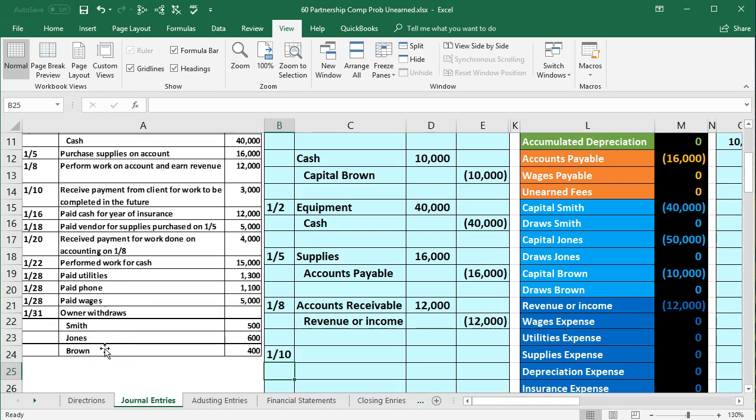In this presentation, we will continue on with our comprehensive problem, this time recording the transaction on 110, which says, receive payment from client for work to be completed in the future.